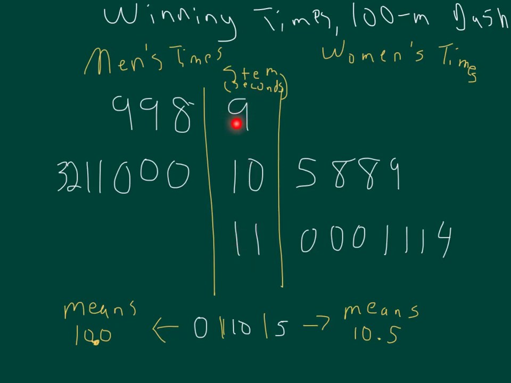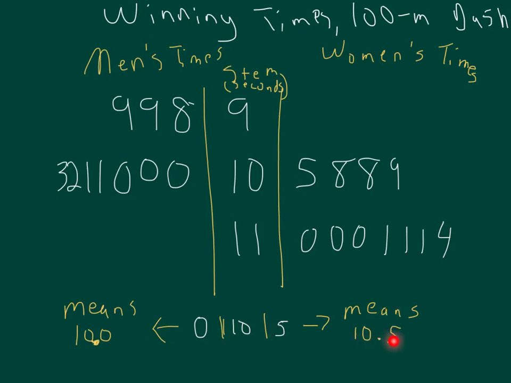So to read this, we'd say 9, and there's nothing. So there were no women that finished in 9 anything. So 9 point nothing occurred. Now we have 10. So 10.5 seconds, 10.8 seconds, 10.8 seconds, and 10.9 seconds. Then 11.0, so 11 seconds, 11 seconds, 11 seconds, 11.1, 11.1, 11.1, and 11.4 seconds. Then if we read this, we'd say 10.5 means 10.5 seconds.